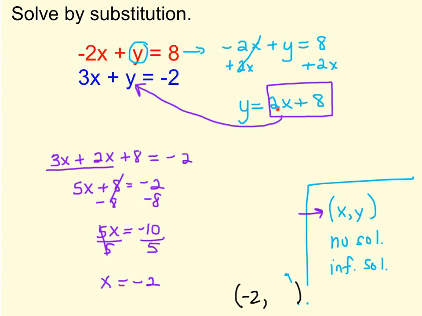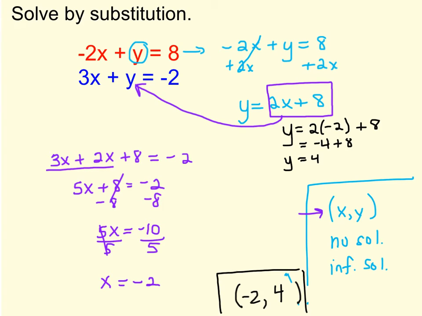Y equals 2 times x plus 8. Well, we know that x is a negative 2, so 2 times negative 2 plus 8, negative 4 plus 8, we're getting y equal to 4. So there is our solution. These two lines will cross, and they're going to cross at that point.